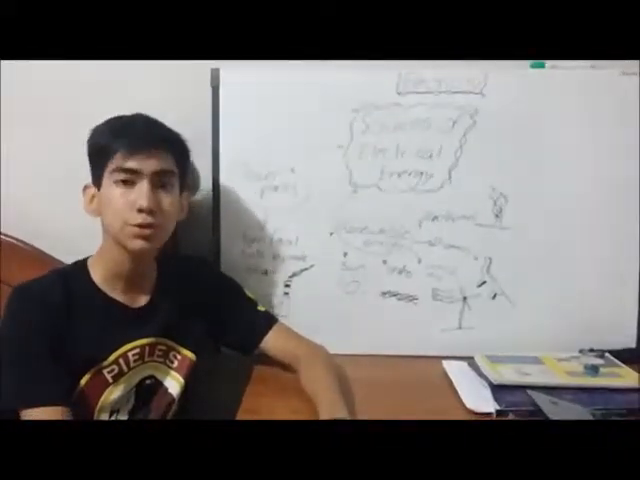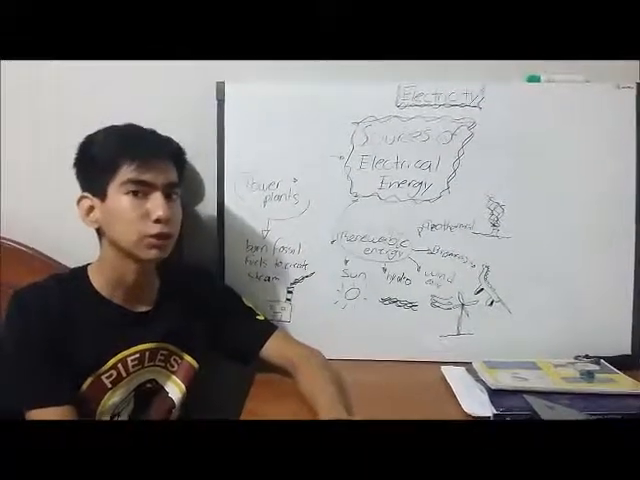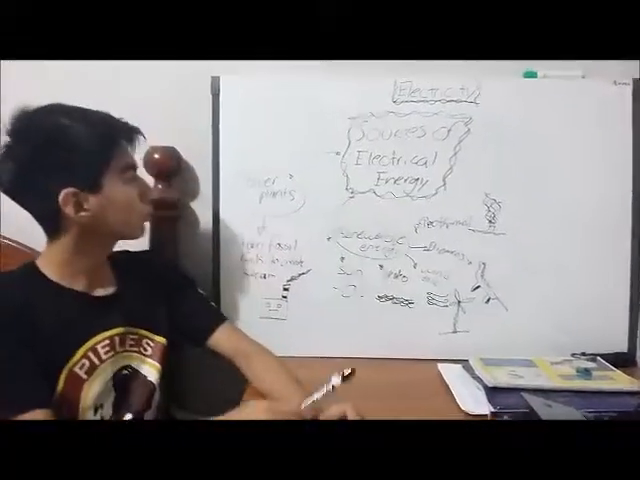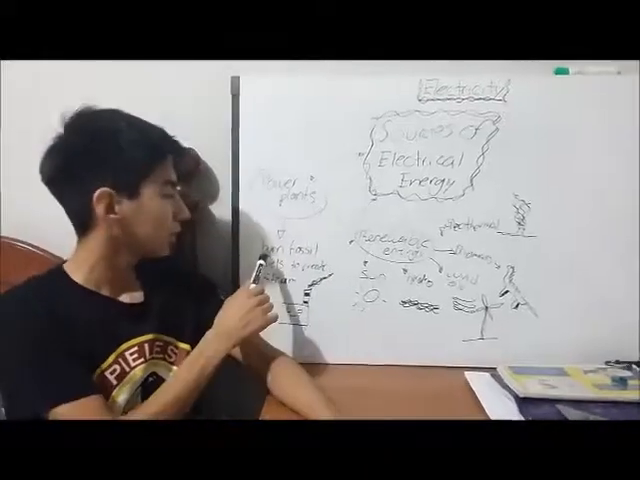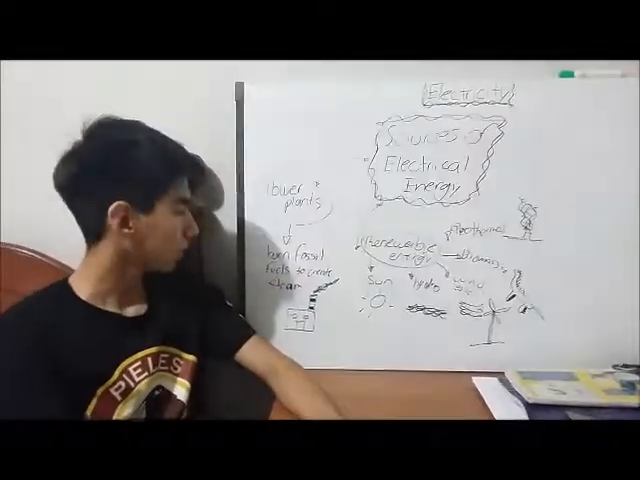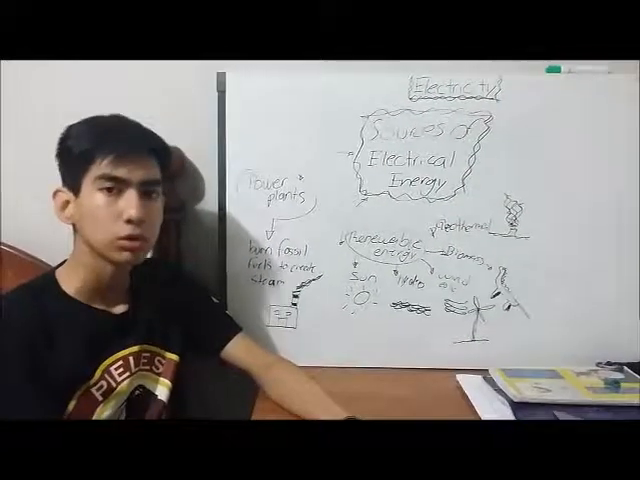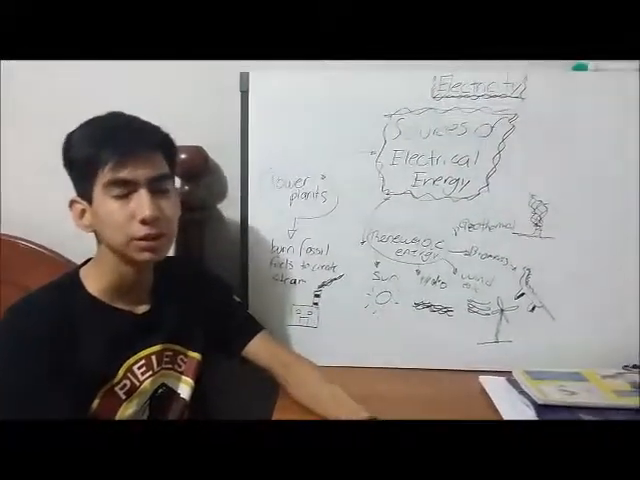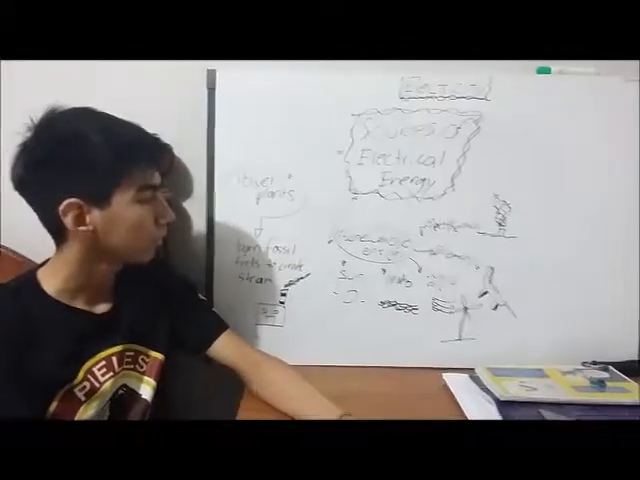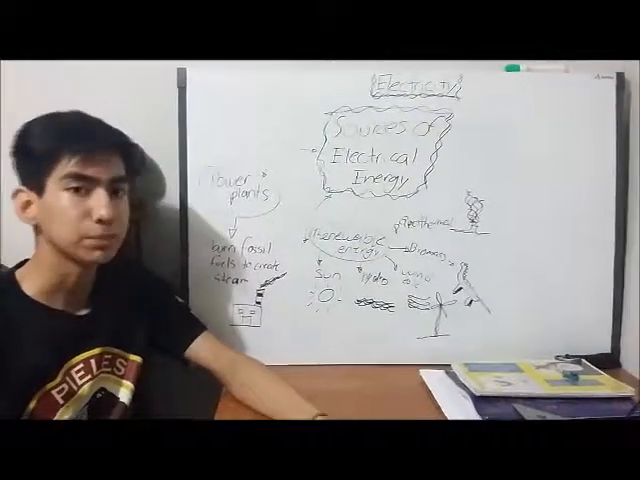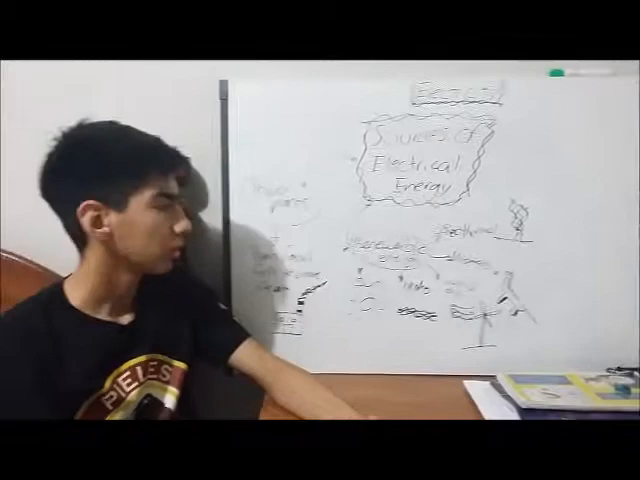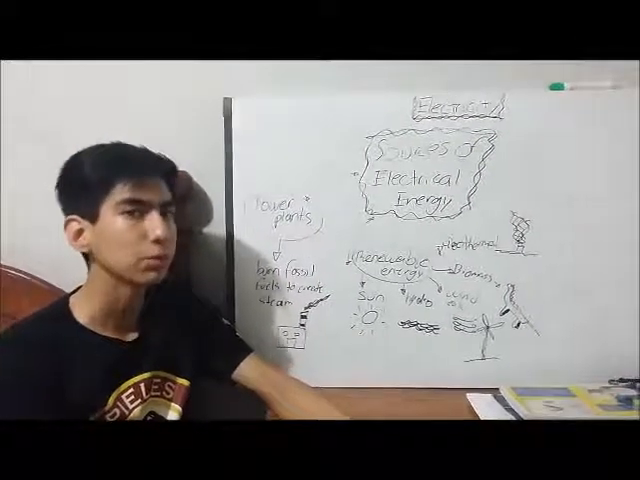Well, other sources to obtain electrical energy are these. The first one is power plants. They burn fossil fuels to create steam. They also burn coal that is obtained from mines. And then the renewable energy sources. Almost everybody knows about them.